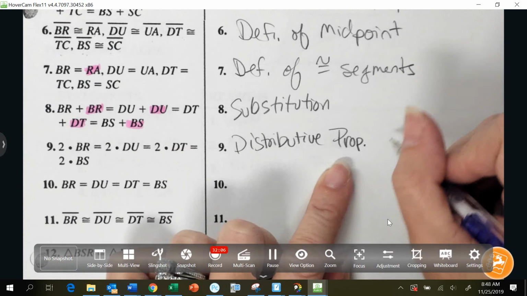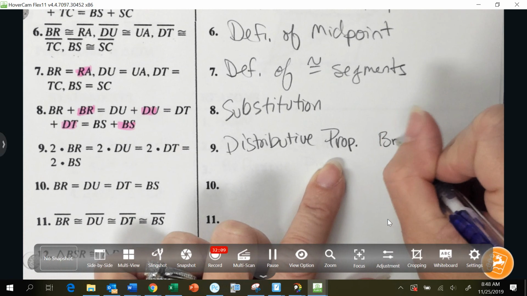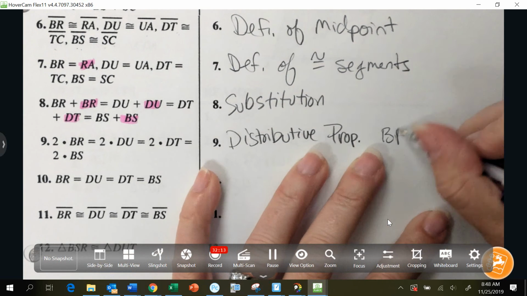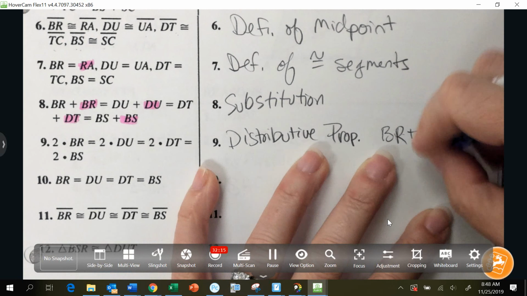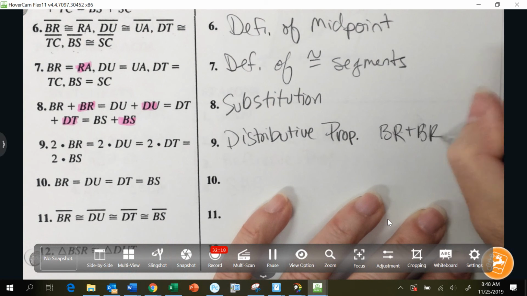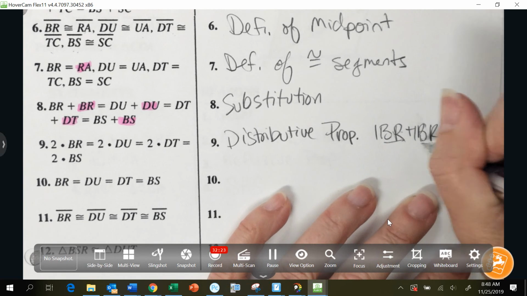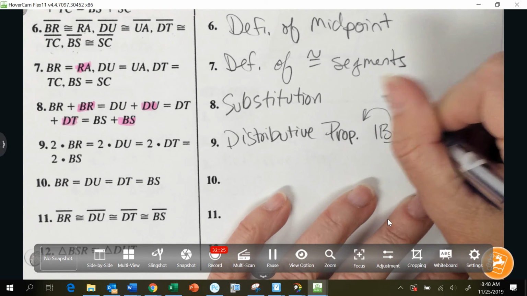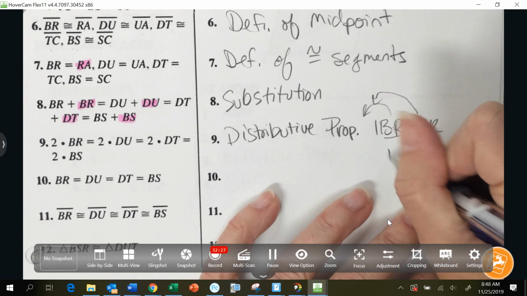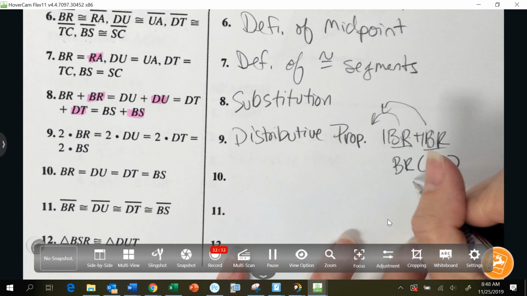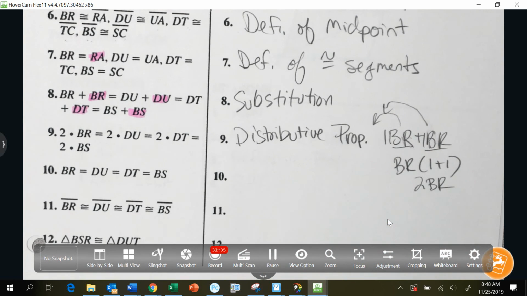I'll show you why. If I have BR plus BR, I have like 1 BR plus 1 BR. If I undistribute the BR, if I factor that out, I have BR times 1 plus 1, which is 2 BR. That's why it's called distributive property. If you called it collect like terms or simplify, that would be fine as well.